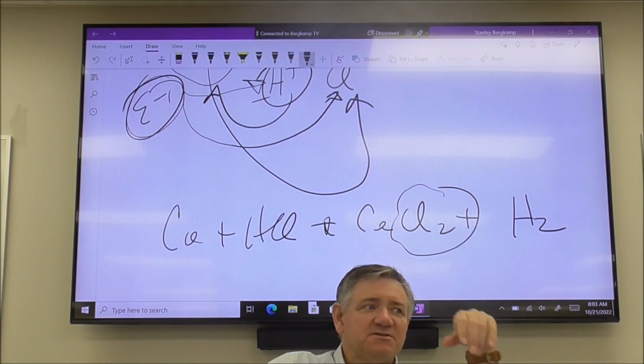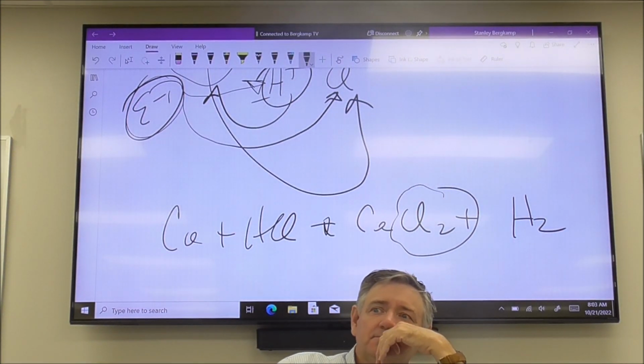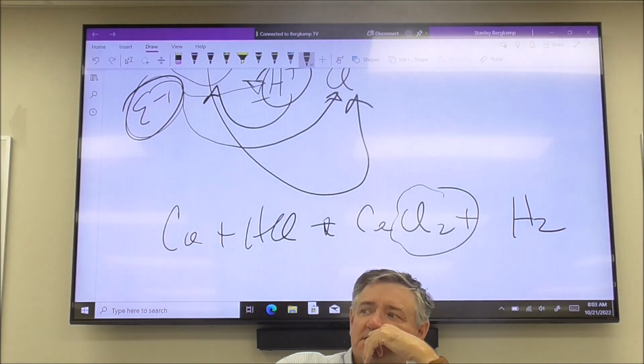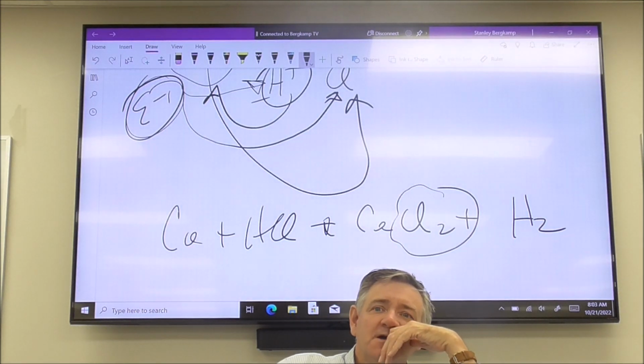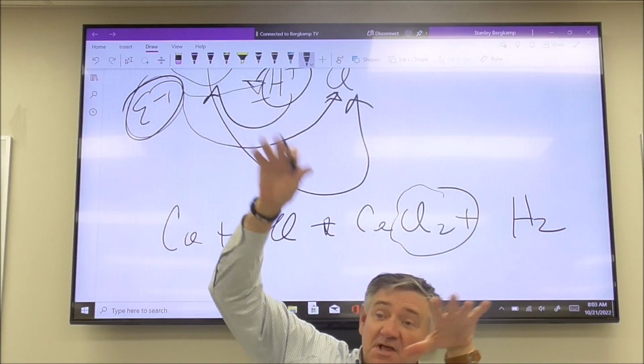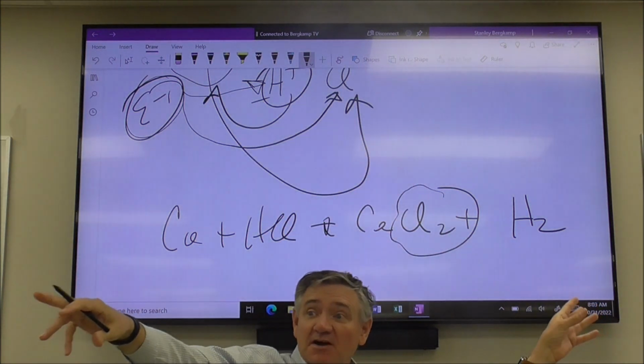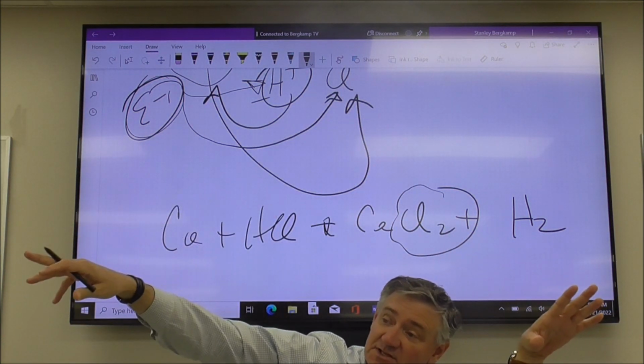Now, y'all measured the temperature. What happened to the temperature on that one? Temperature increase or decrease? The temperature went up a lot. So that means that Mother Nature got rid of that energy. It gave off that energy in the form of heat.